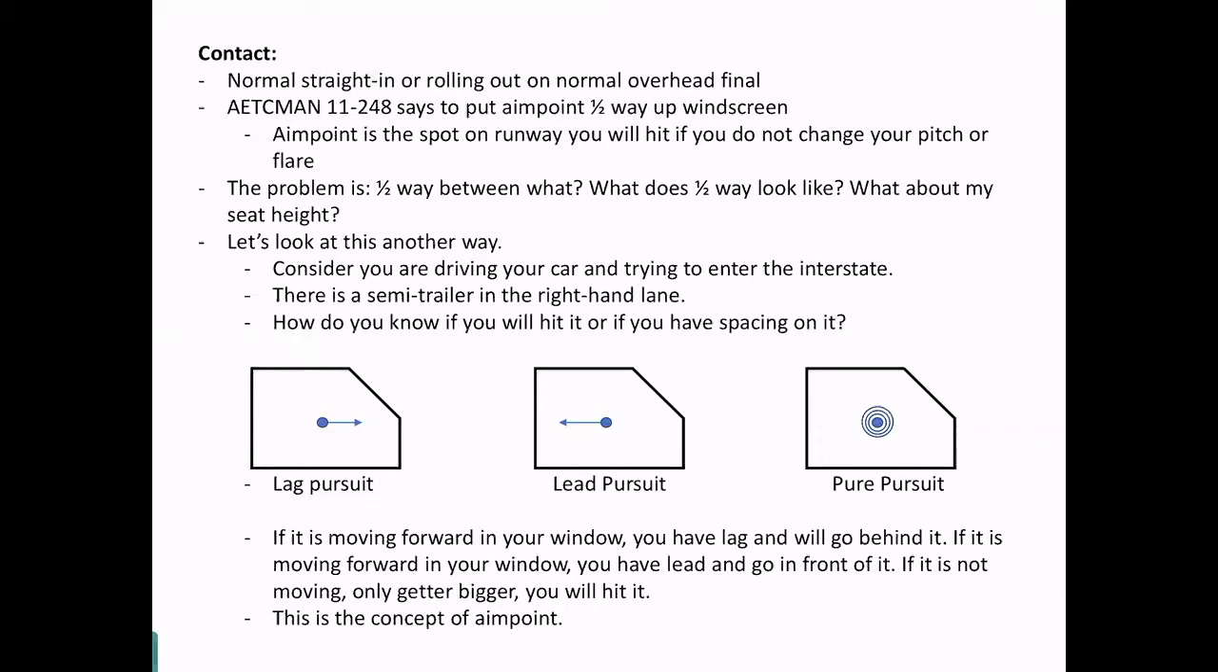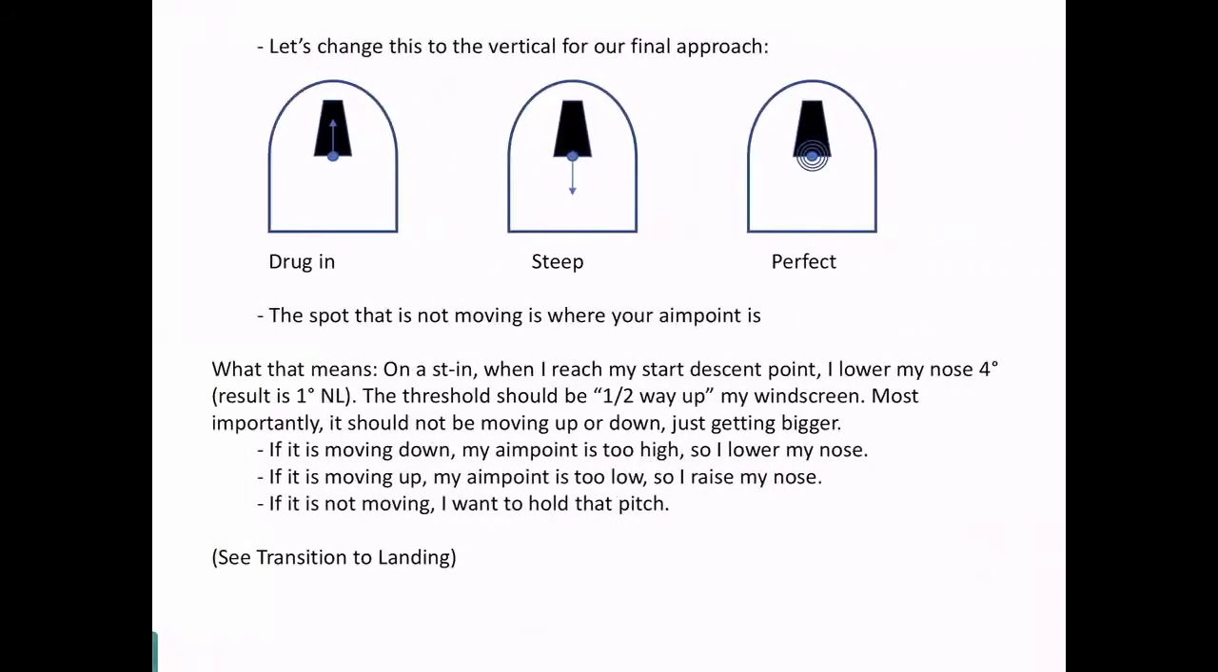And that, to me, is the concept of what an aim point is. An aim point is where you're going to hit if you do nothing. It's that spot that doesn't move. It doesn't go aft or forward. It doesn't go up. It doesn't go down. It just stays in the same spot on your window and just gets bigger and bigger and bigger. So that's what I typically use for my approaches and landings.